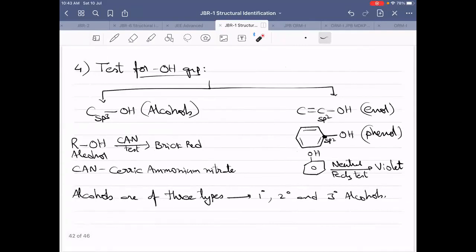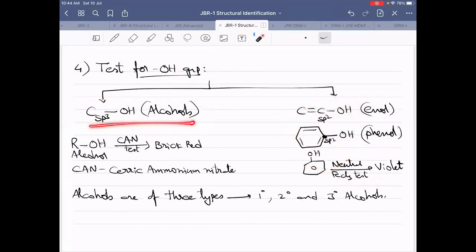Very good. So if the OH group is attached to an sp3 carbon, then this is a normal alcohol. But if the OH group is attached to an sp2 carbon, it is called an enol. And when the OH group is attached to a benzene ring, it is called a phenol. We already know this. For these types of compounds, the identification test is different from that for these alcohols.